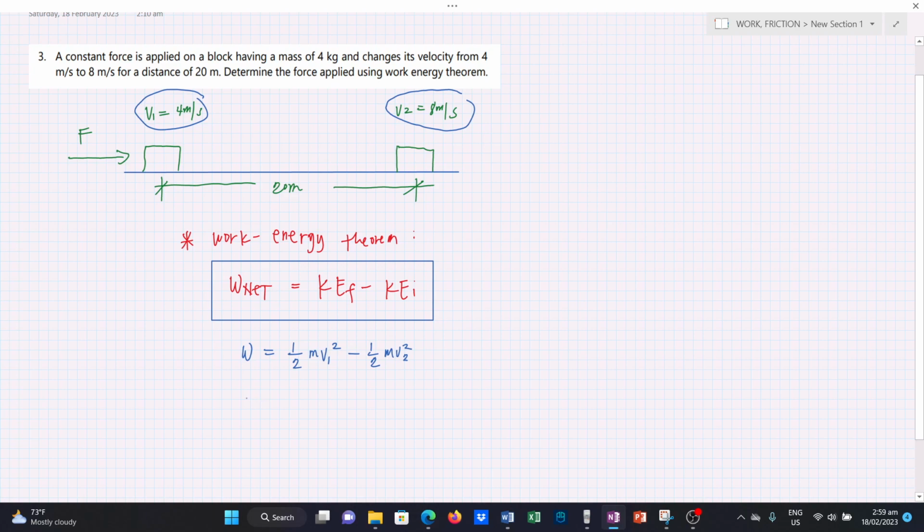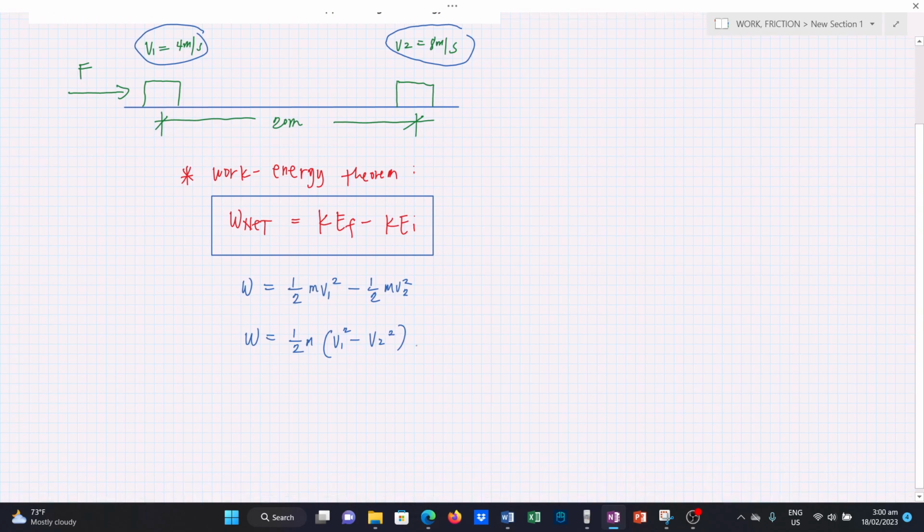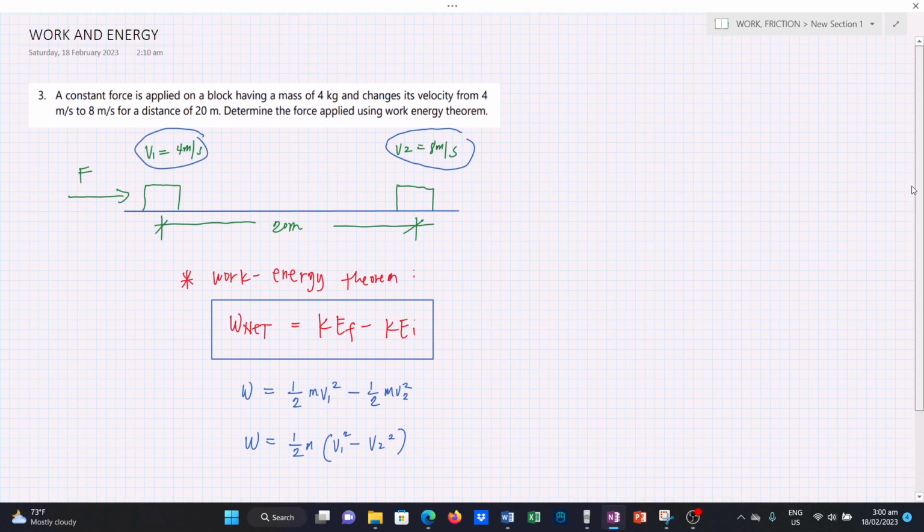Or, pwede natin i-factor out yung 1/2 m. W is equal to 1/2 m times quantity v sub 1 squared minus v sub 2 squared. Okay? So, ayan na class. Yan yung work done sa object. Yan yung W net kapag ginamit natin class yung work energy theorem.